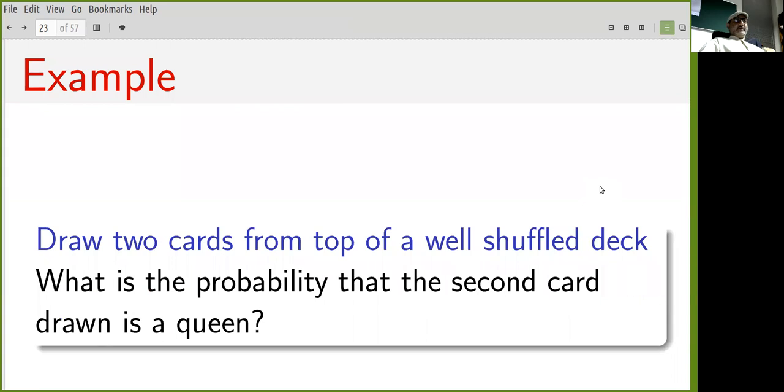Okay. So let's try another example. You're going to draw 2 cards from the top of a well-shuffled deck. What's the probability that the second card drawn is a queen?